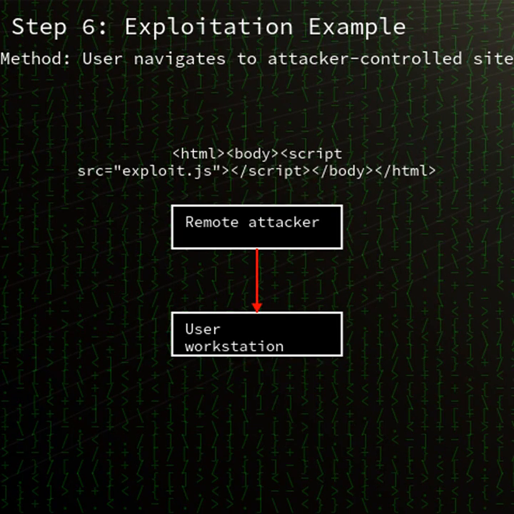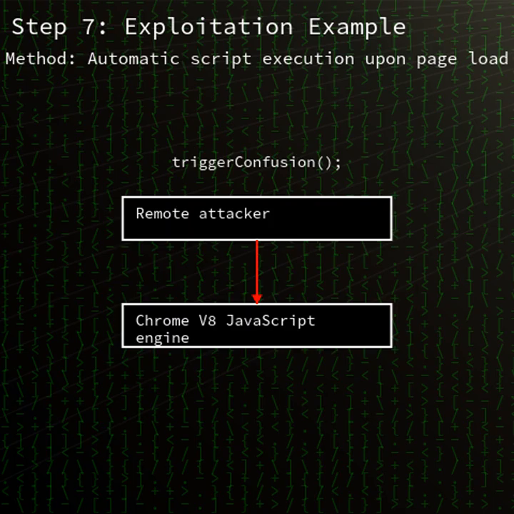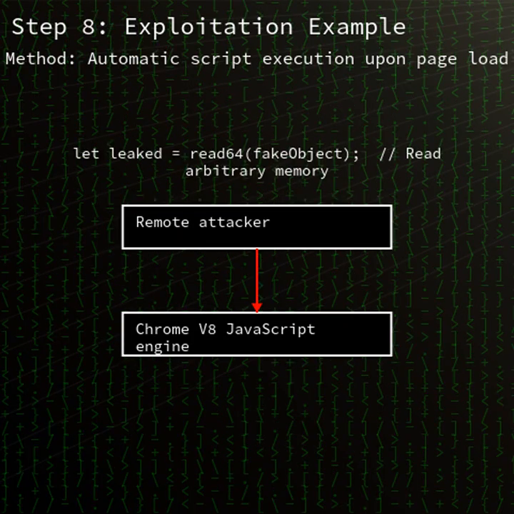CVE-2025-6554 is classified as a type confusion issue in the V8 engine. Type confusion arises when the engine misinterprets the data type of an object or variable, leading to unintended behavior such as reading or writing outside of memory bounds. By crafting a malicious HTML page, an attacker can trigger the type confusion bug in V8 to gain arbitrary read and write access to memory.